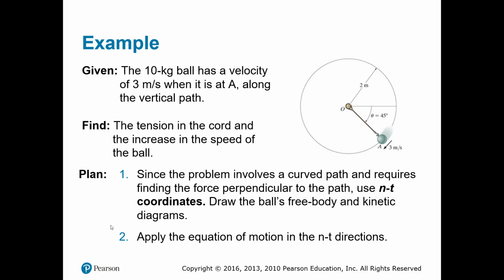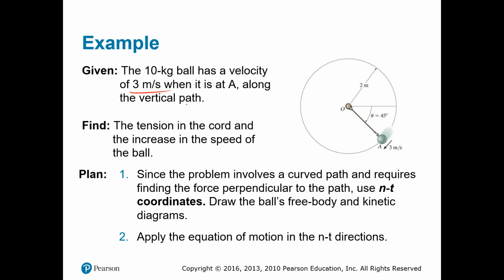So, as always, let's do an example. This is quite important, okay? Given the 10 kilogram ball has a velocity of 3 meters per second when it is at A along a vertical path, we need to find the tension in the cord and the increase in the speed of the ball. Okay? So what do we do?